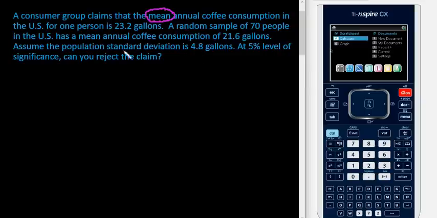So if we read through here, it tells us the population standard deviation is 4.8. So since sigma is known, we know that it is 4.8. That leads us to believe that we're going to be able to use the z-test. So the z-test is the one that we use for the mean when we know the population standard deviation.